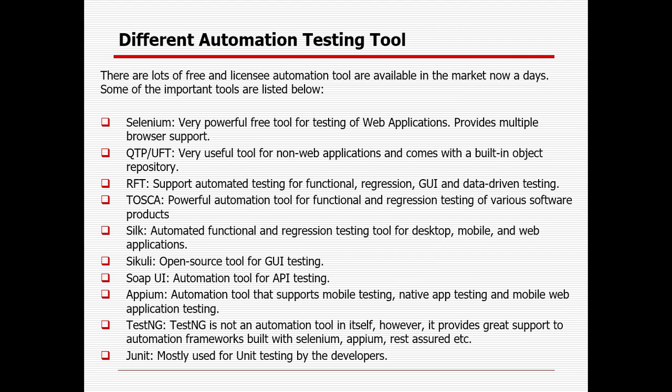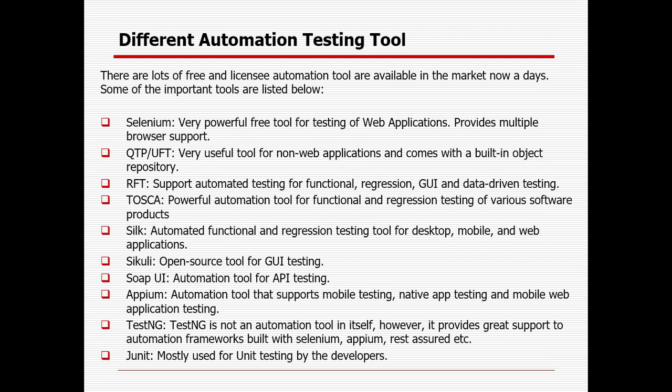Then what are the primary tools available in the market? Some of the tools are free, some of the tools are licensed, for all kinds of testing, right? Client-server based, Windows based, or web based. So Selenium is purely a free tool, especially used for web-based testing. QTP/UFT is a licensed tool you can use for desktop-based applications. RFT is similarly for GUI testing, which is also a licensed tool.